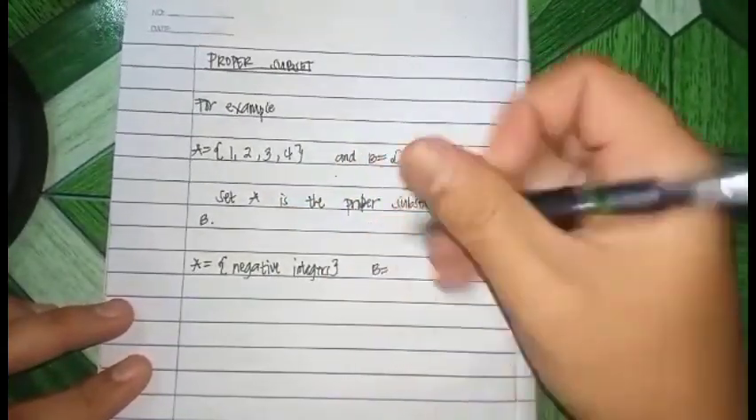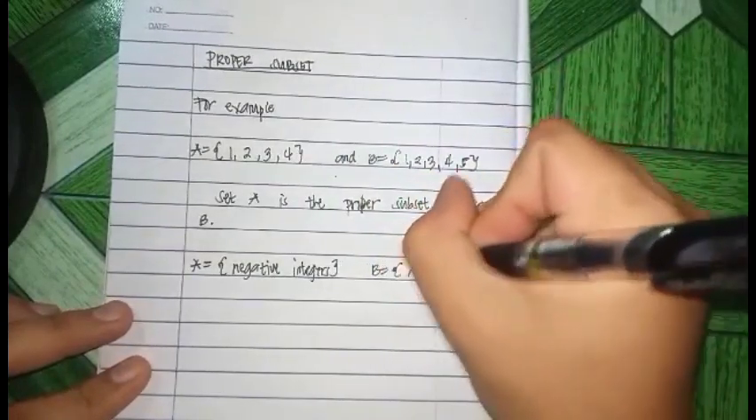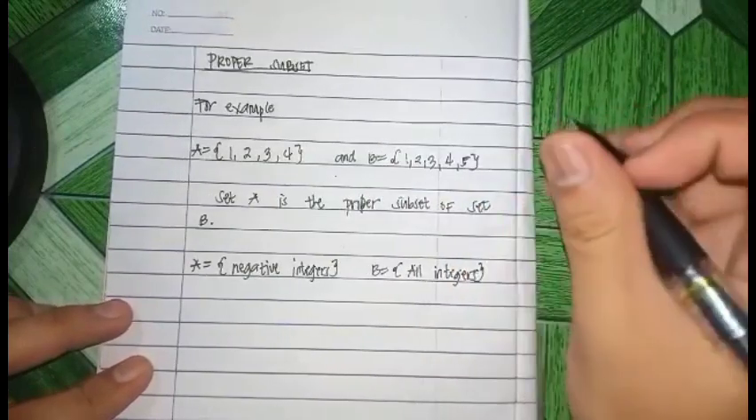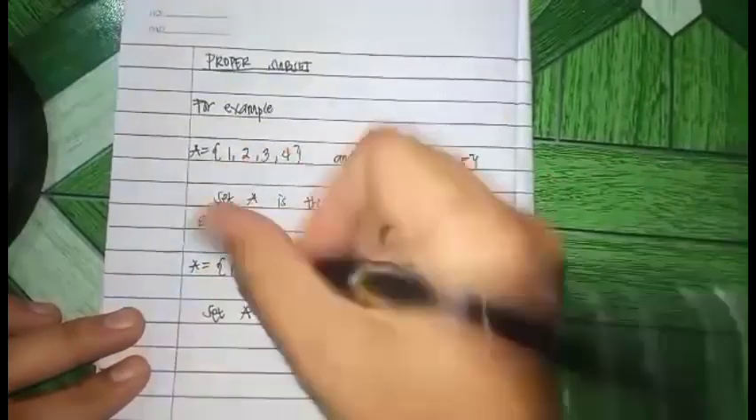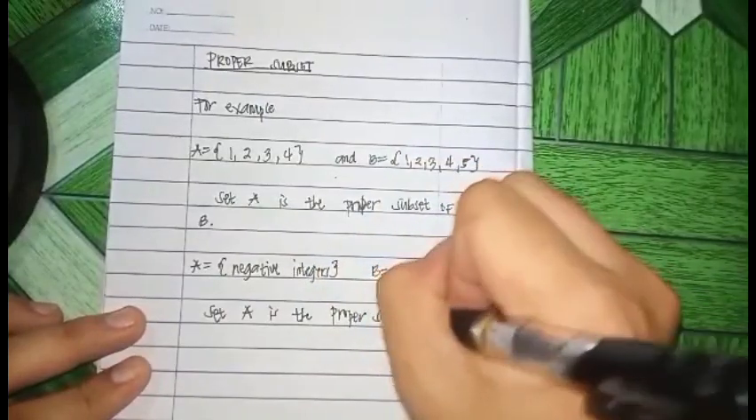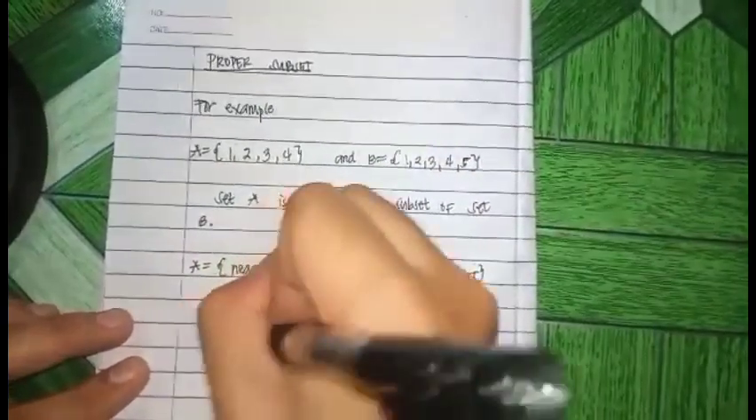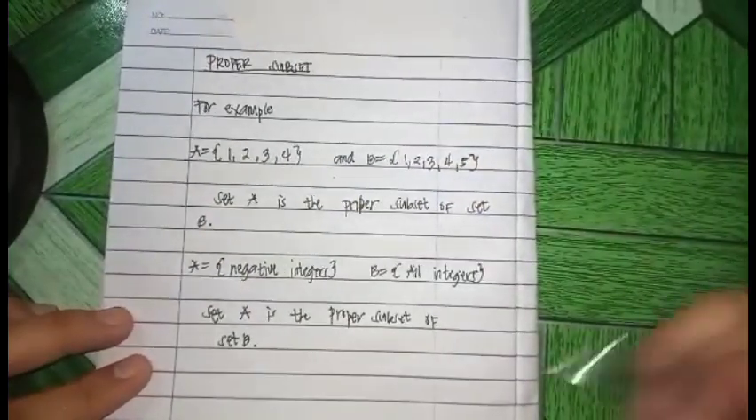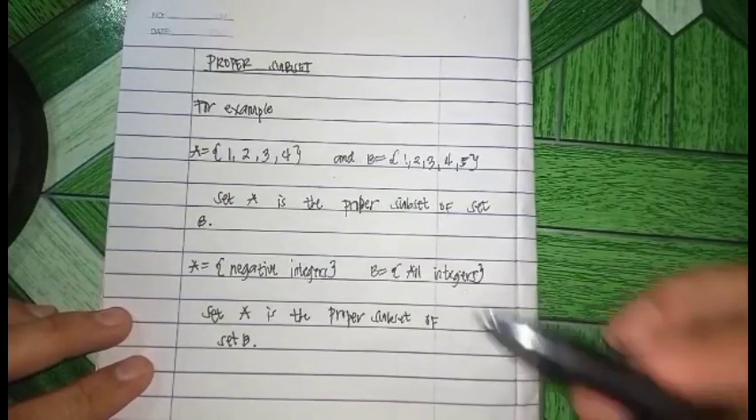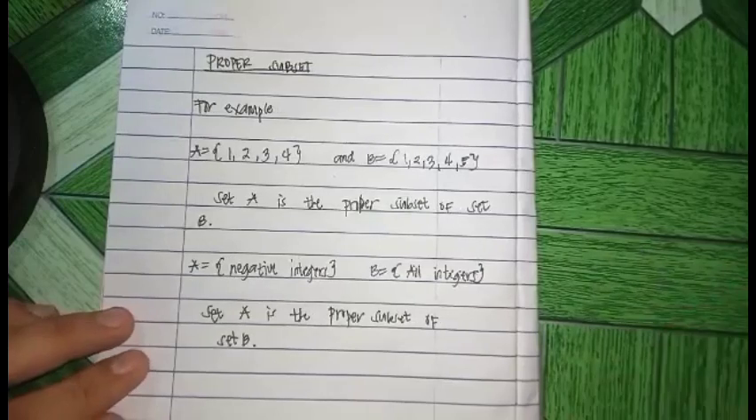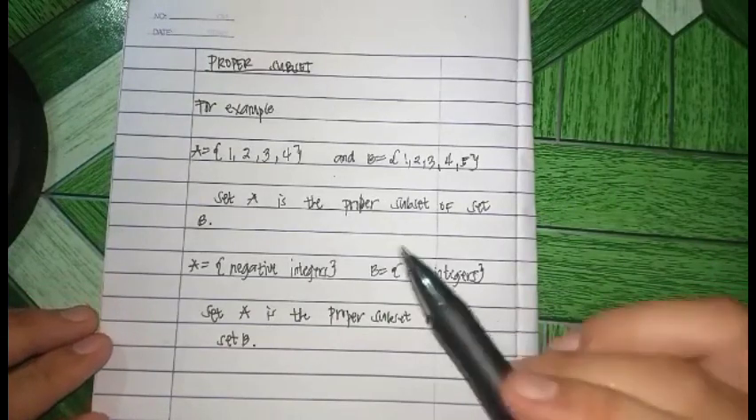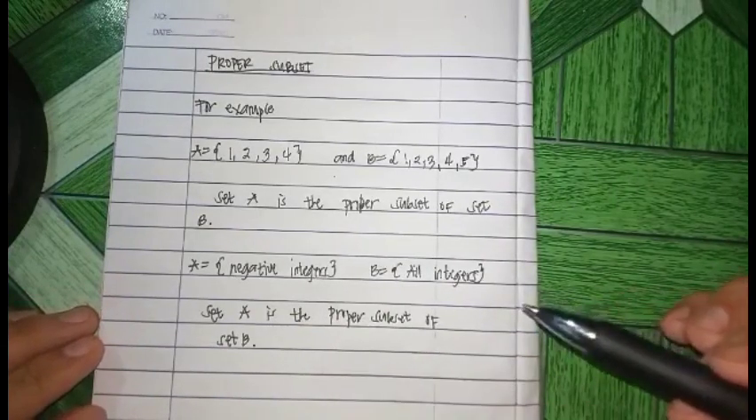And set B contains the element of all integers. So, set A is the proper subset of set B because negative integers are considered as integers, and set B contains all the integers. We're going to say all the integers. It contains the negative and positive integers, which means that set A is a proper subset of set B.